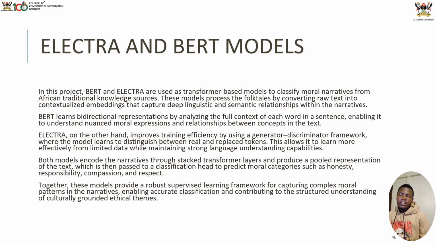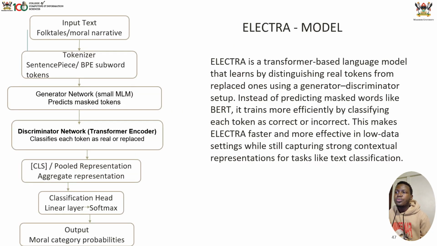But Electra, on the other hand, improves the training efficiency by using a generator-discriminator framework where the model learns to distinguish between real and replaced tokens. This allows it to learn more efficiently from limited data while maintaining strong language understanding capabilities. Together, these models provide a robust supervised learning framework for capturing complex moral patterns in the narratives, enabling accurate classification and contributing to the structured understanding of our ethical themes.